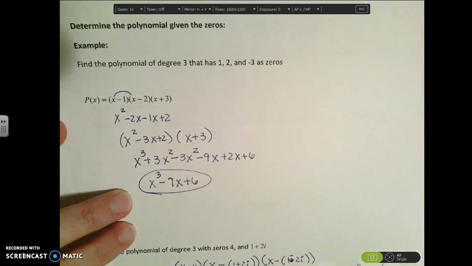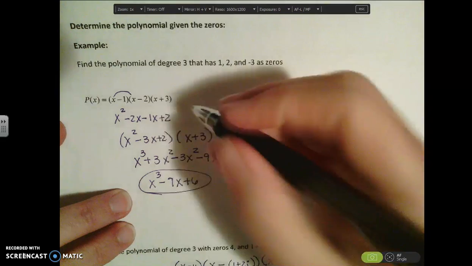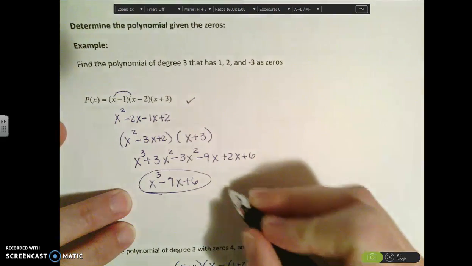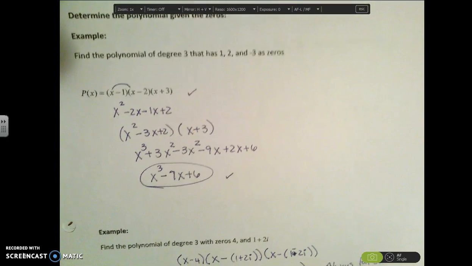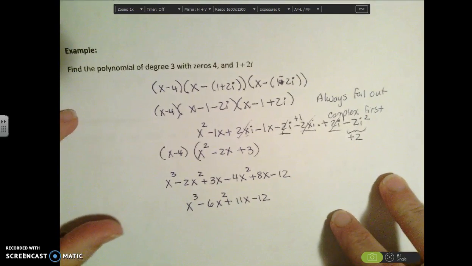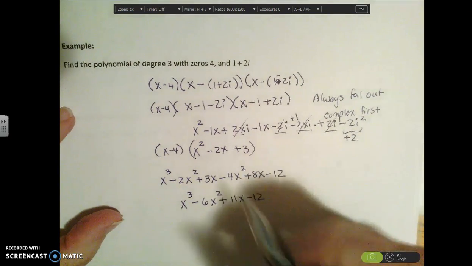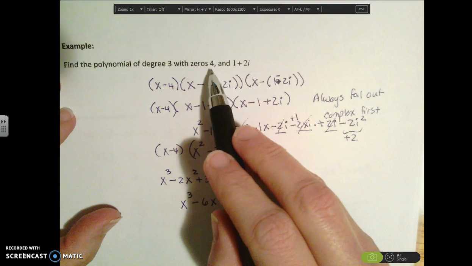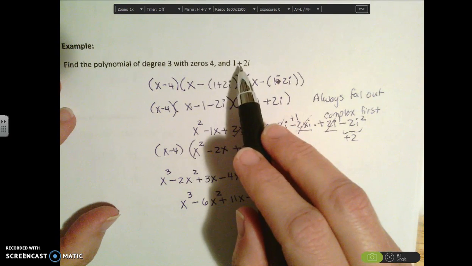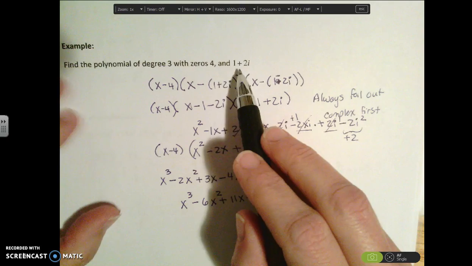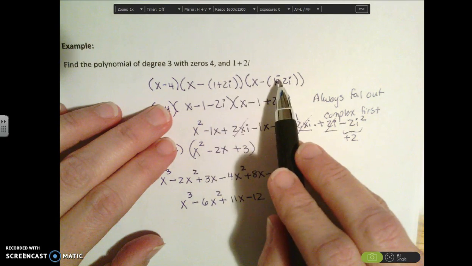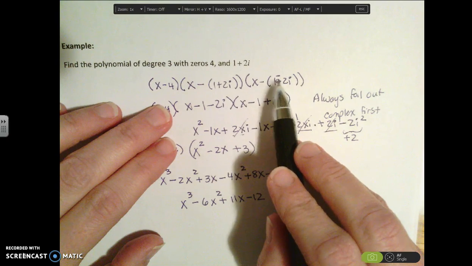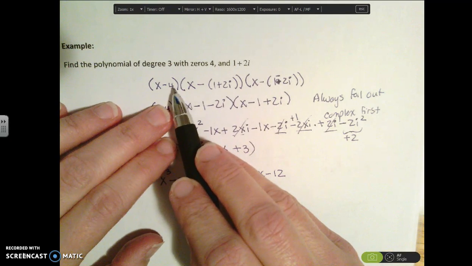You can also check this in your calculator by putting the first problem in your calculator and your answer in the calculator, and you should get the same result. Alright, so the next one's a little bit more involved. So this one, I have a polynomial with degree 3. One of the zeros is 4, and one of the zeros is 1 plus 2i. Well, if one of the zeros is 1 plus 2i, the other zero is 1 minus 2i. So here's my zero of 4.